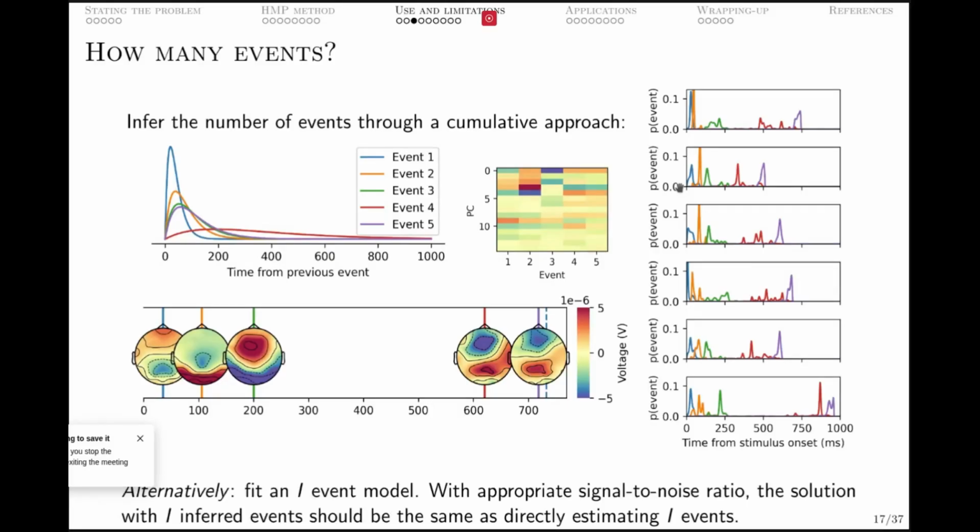Now, this is only one way of doing it. Alternatively, what we can also do with HMP is just assume a number of events, and then in this case, you just fit an I event model. And for example, if I only want 3, I could fit a 3 event model, and then this would look like some subspace of this solution.